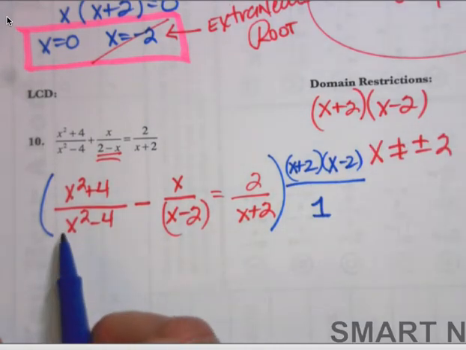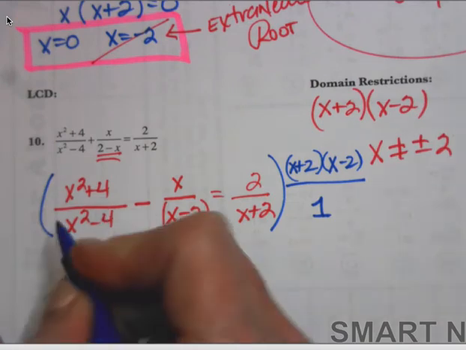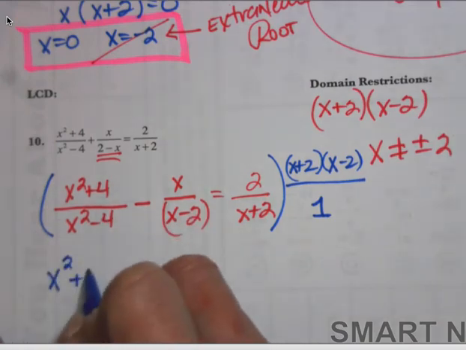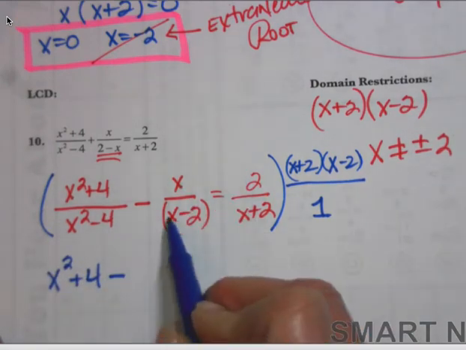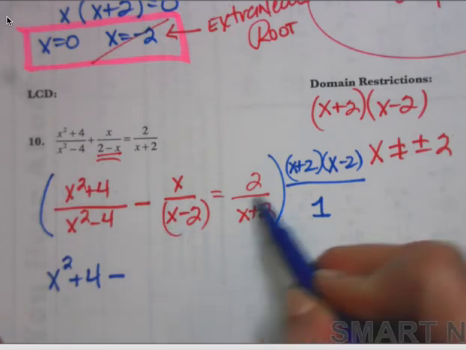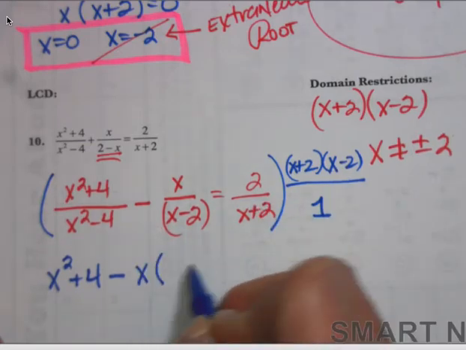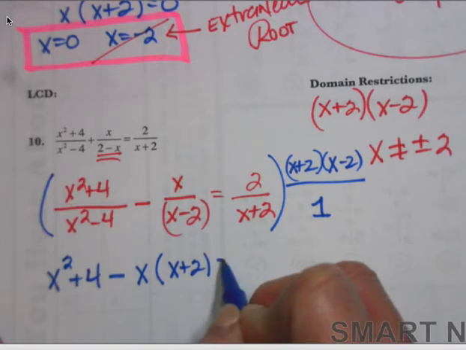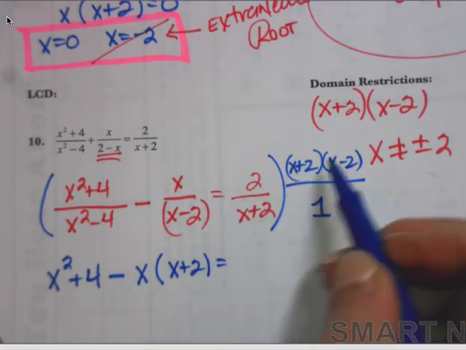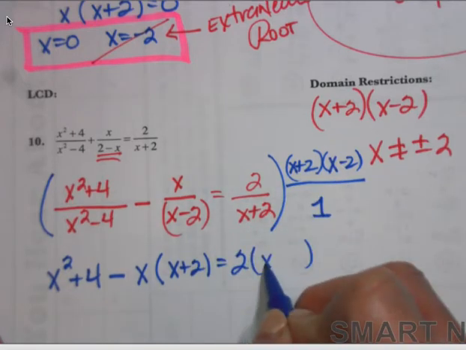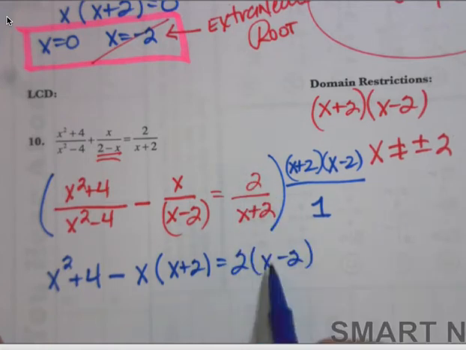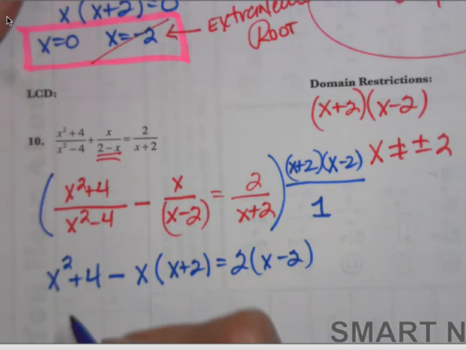The first ratio already has the common denominator, so the numerator is the only piece left standing. The second ratio has x minus 2 dividing out, so I'm going to be left with an x and an x plus 2. And then the last ratio, x plus 2, divides out, so I'm left with the current numerator and the missing factor from the denominator. So now I'm just going to clean everything up.